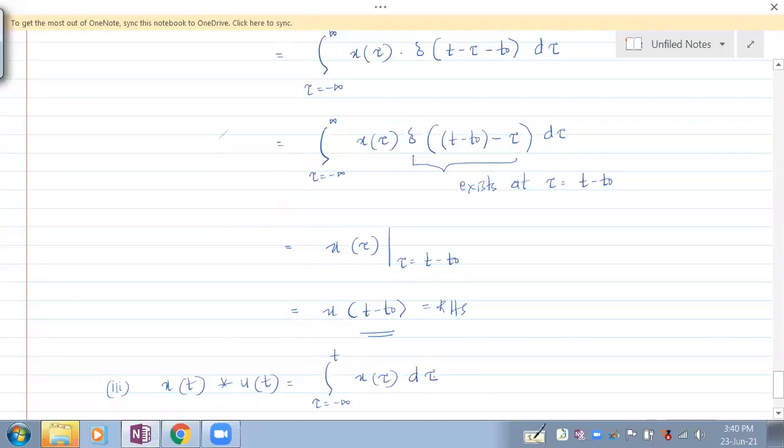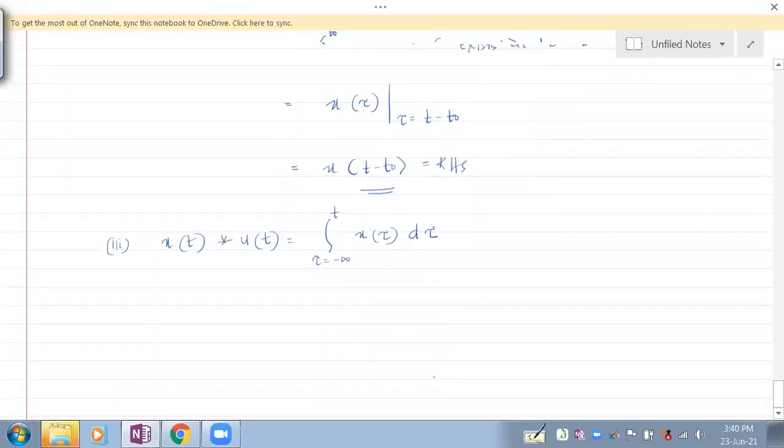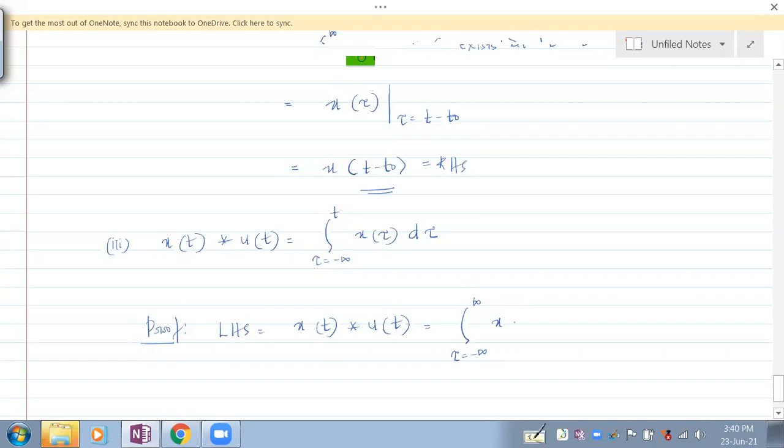So this is what we need to prove, the third property. So let's take the proof now. Let's take the LHS, which is the convolution of x of t and u of t. According to the equation, we have the integral with tau ranging from minus infinity to plus infinity, x of tau u of t minus tau d tau.